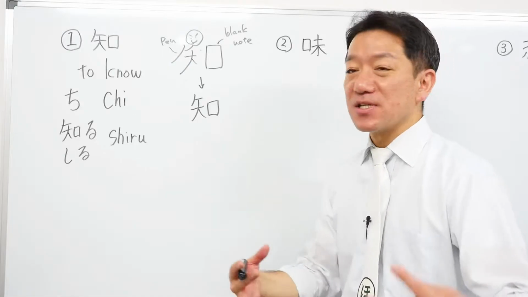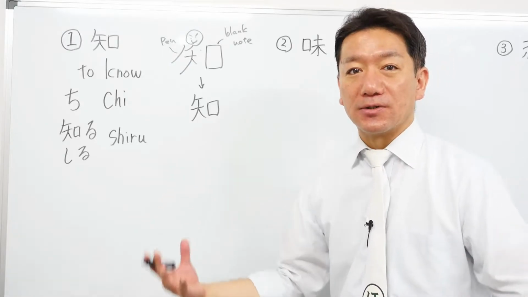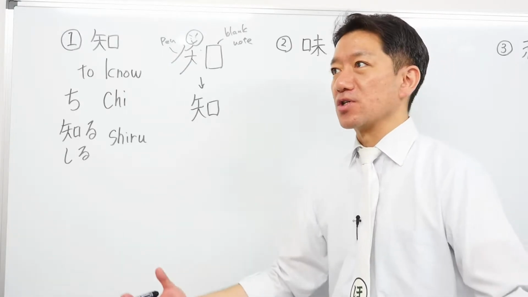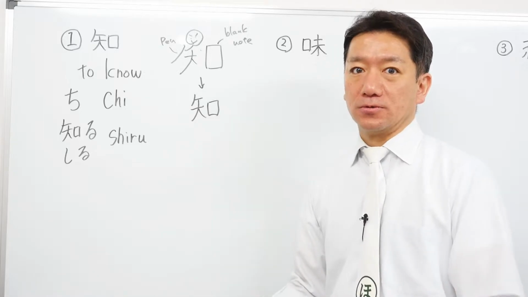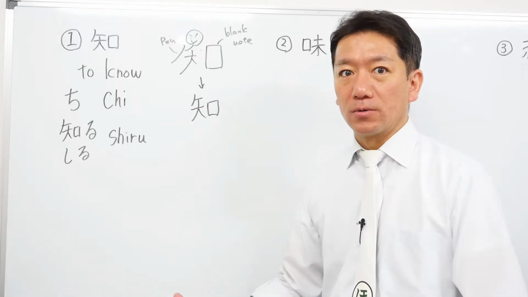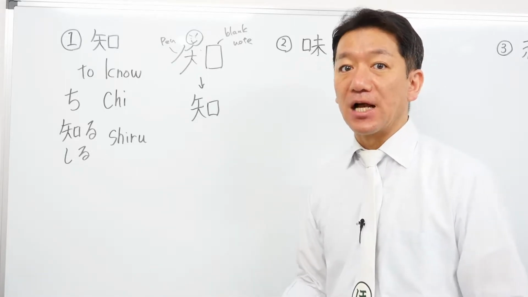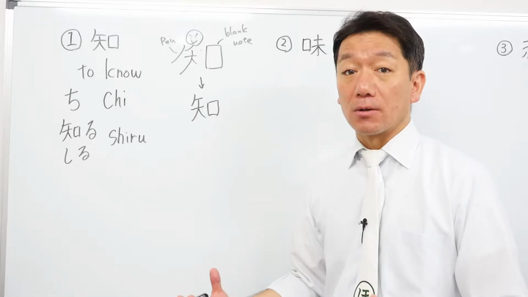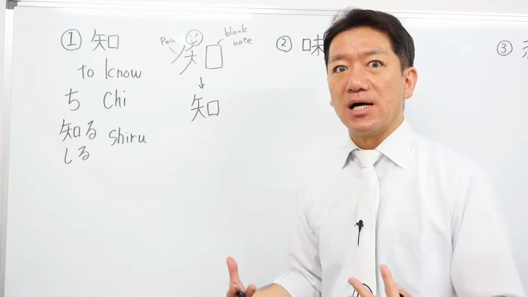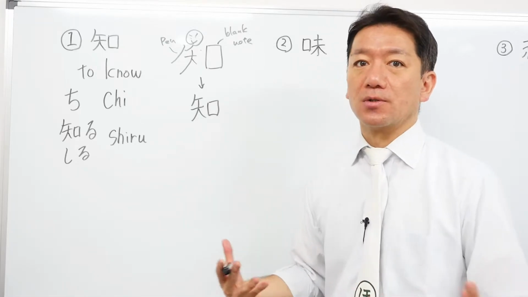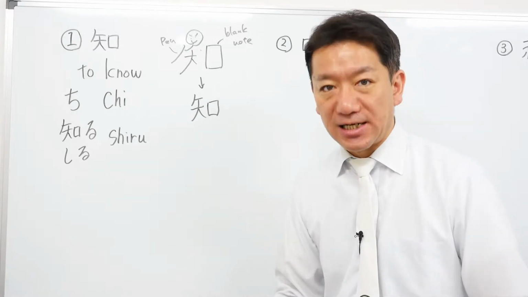Let me share with you some small examples. In English, you can easily say I know or I don't know, right? So in Japanese, 私は知っている, I know. Or I don't know, 私は知らない.